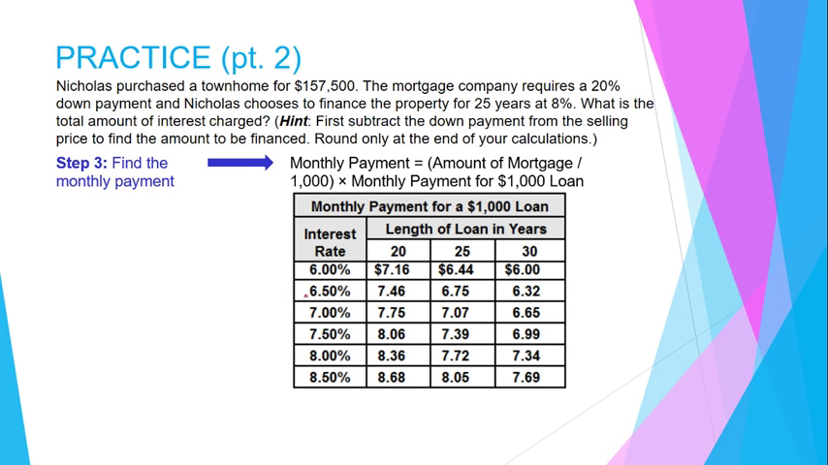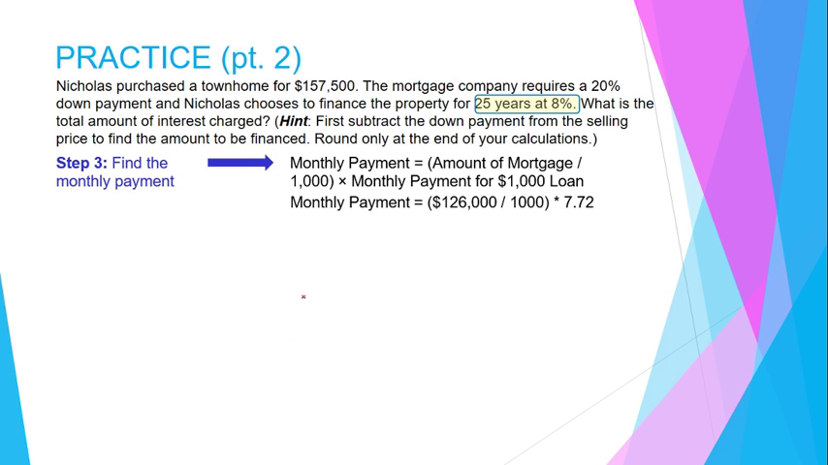So looking at the table, we're looking at 25 years and 8%, which is 7.72 this time. Plug it into the formula, 126,000 divided by 1,000 times 7.72, giving us $972.72. That's how much we're paying monthly.